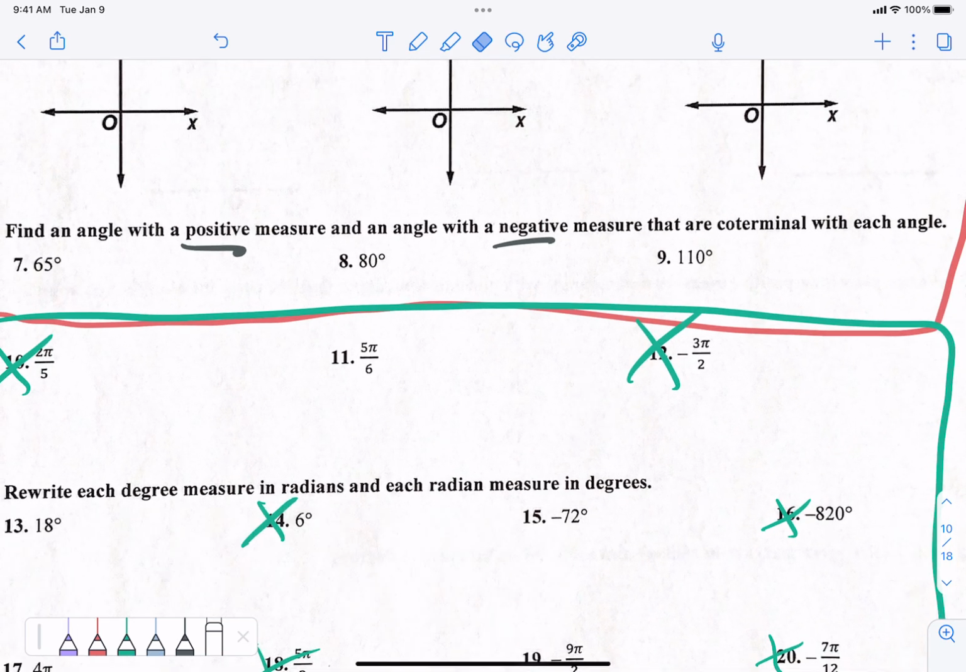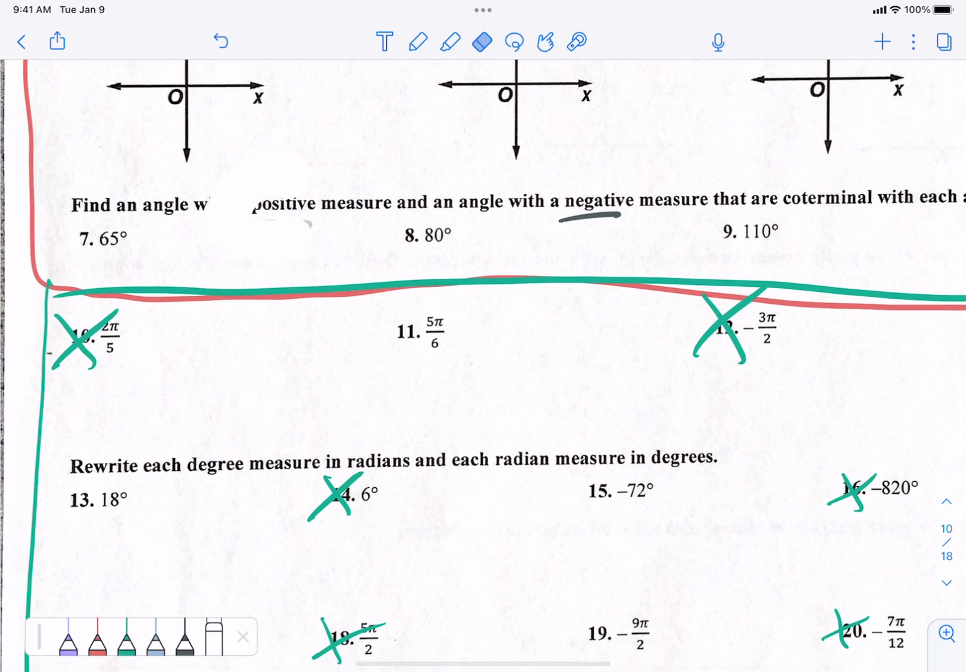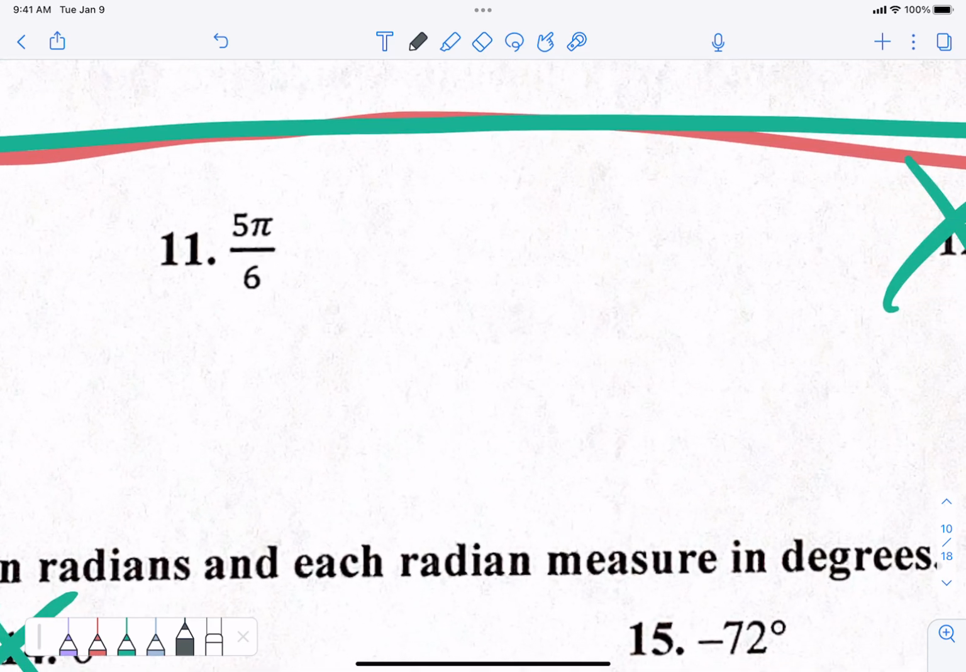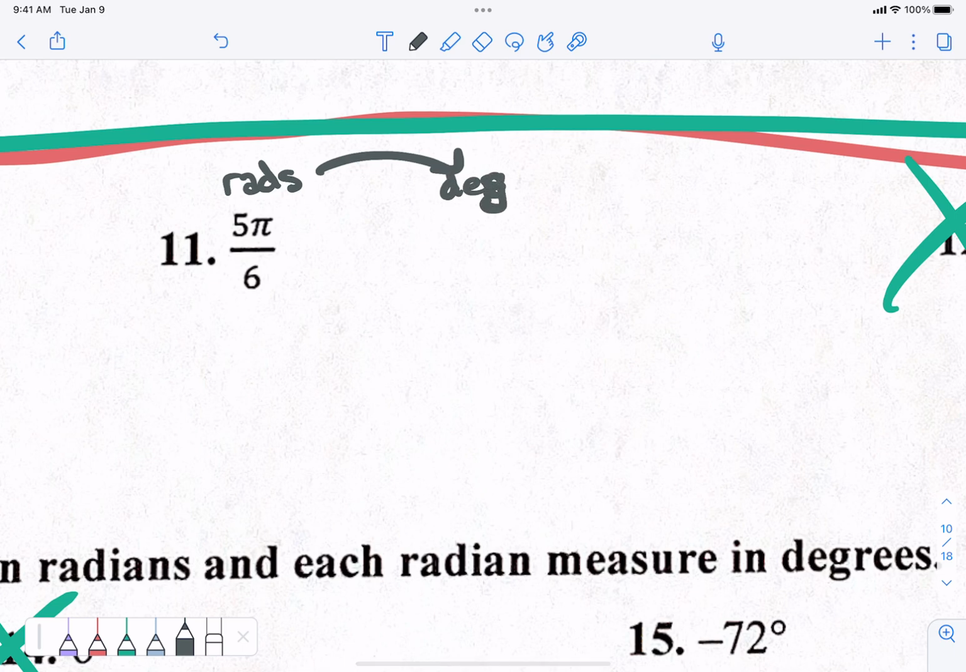Because we didn't really talk about this, but it's just putting the two concepts together. Number 11, the instructions say find a positive and a negative coterminal angle. 11 is in radians. 5 pi over 6. So we have to convert it to degrees first before we find the positive and negative angle, right? So, times 180 over pi or pi over 180? 180 over pi, because I need the pi's to cancel. Pi and pi. Okay, then let's reduce. 6 and 180 can become 1 and 30. So 5 and 30 is 150 degrees.